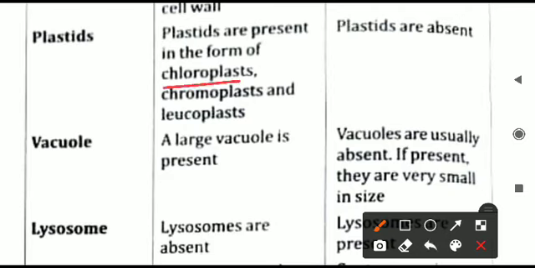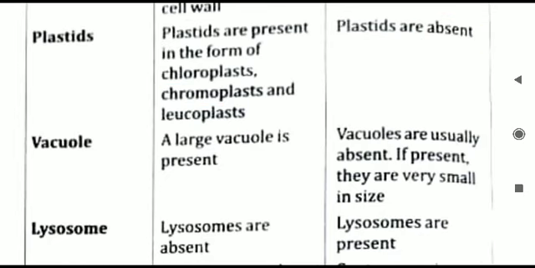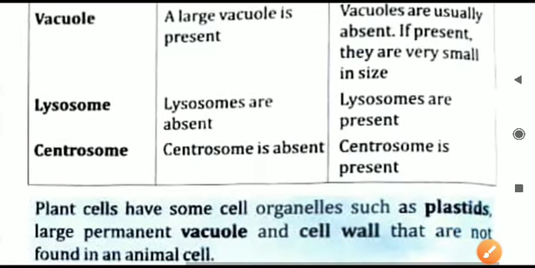Next is the presence of plastids. Plastids are like chloroplast, chromoplast, leucoplast. All these are the plastids which are present here. They contain different colored pigments, giving the colors to the fruits and the flowers in the plant body. These are all called plastids. But these plastids are absent in the case of animal cell. No such plastids are found.